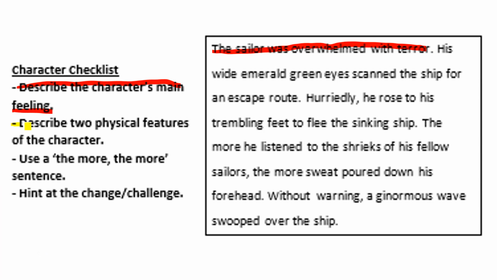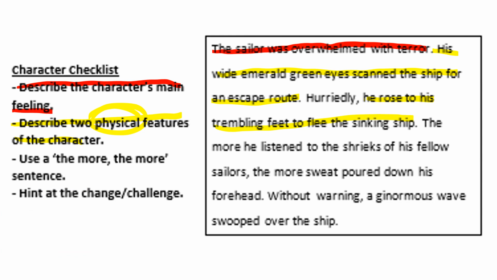Okay, and then I've described two physical features of the character. Remember, physical means what they look like, something that you can actually see on them. So I have described his wide emerald green eyes, which were scanning for a route of escape. And I've also described his trembling feet.